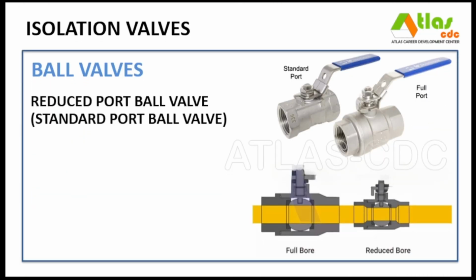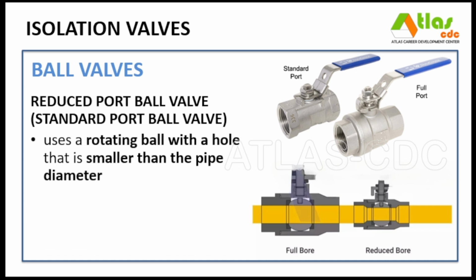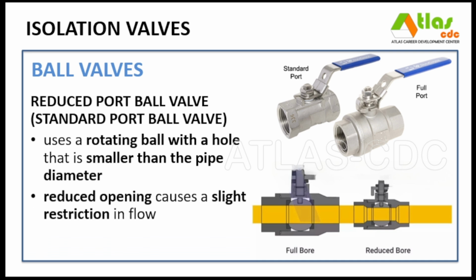A reduced port ball valve, also known as a standard port valve, has a ball with a smaller bore than the pipe diameter, causing a slight restriction in flow. Its mechanism works like other ball valves, rotating the ball 90 degrees for on or off control, but with reduced flow efficiency.